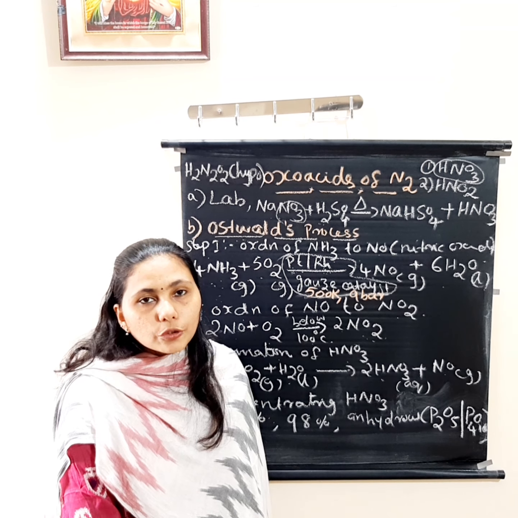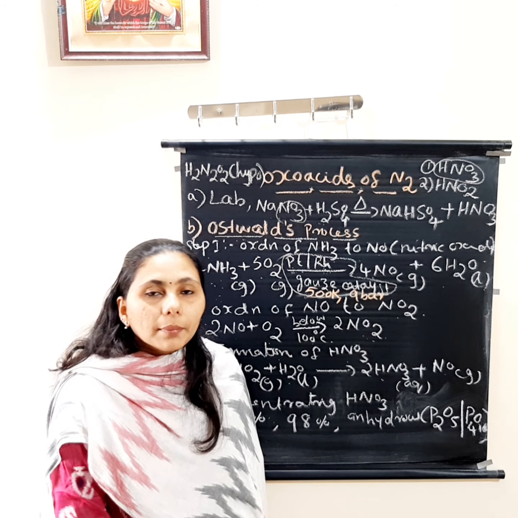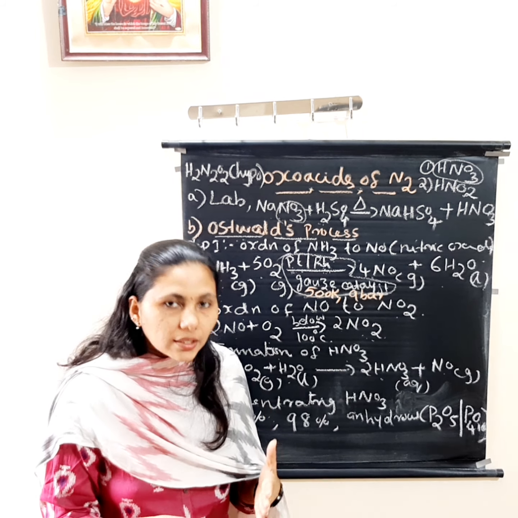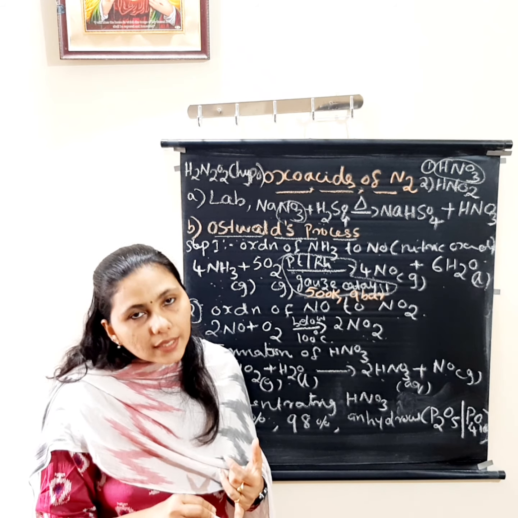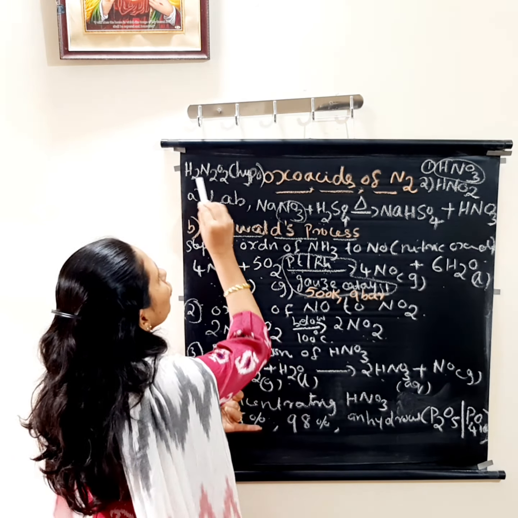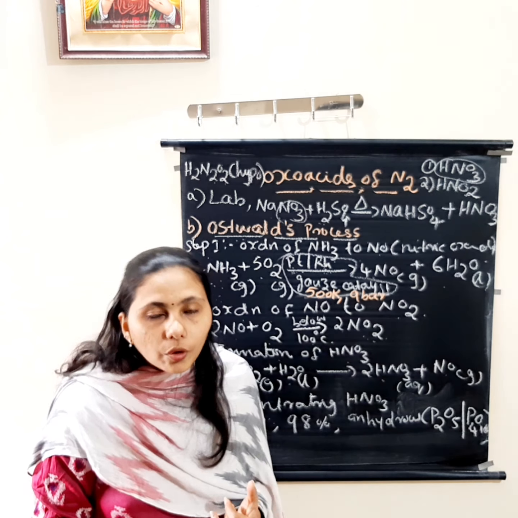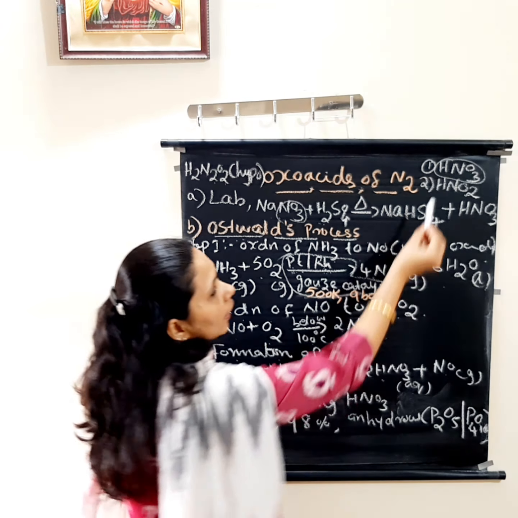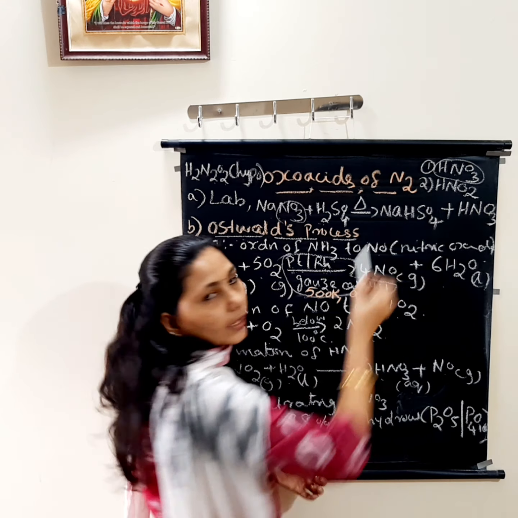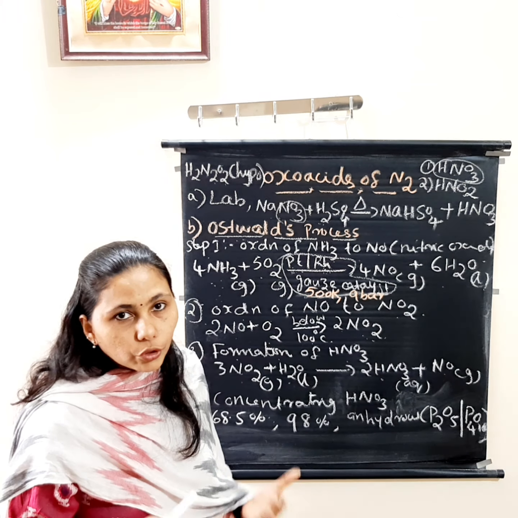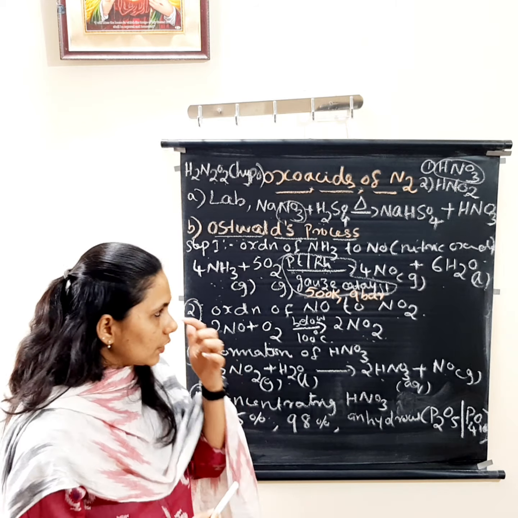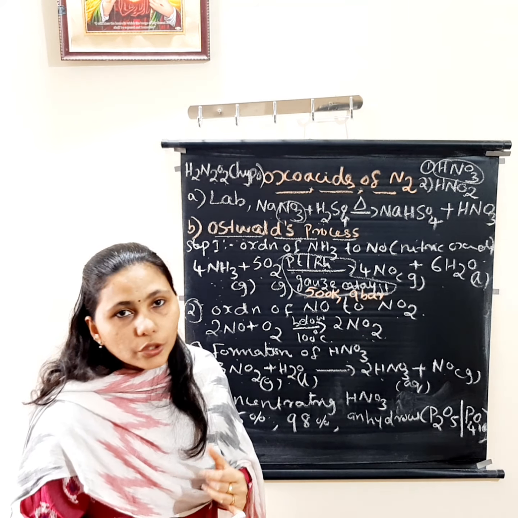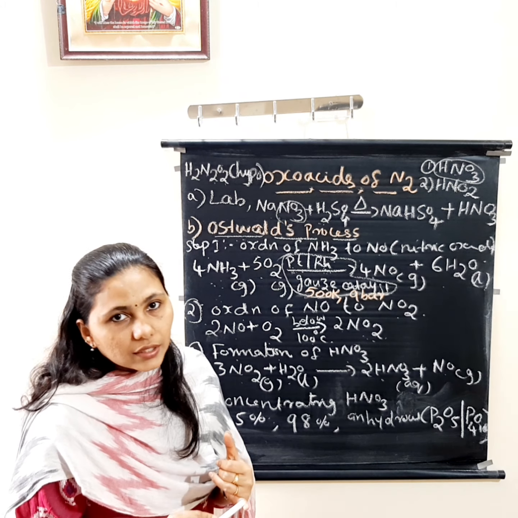Next is oxo acids of nitrogen. Mainly nitrogen has three oxo acids: HNO3, that is nitric acid, HNO2, nitrous acid, then H2N2O2, that is hyponitrous acid. Oxo acids means along with hydrogen and nitrogen, oxygen will be there, containing oxygen. So first we are moving to the laboratory preparation of nitric acid. Among these three, nitric acid is important.